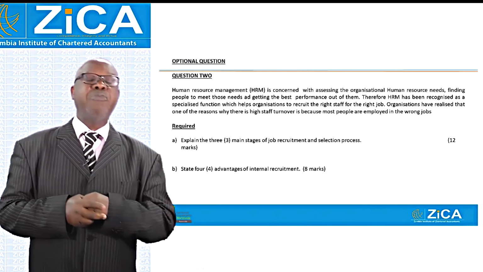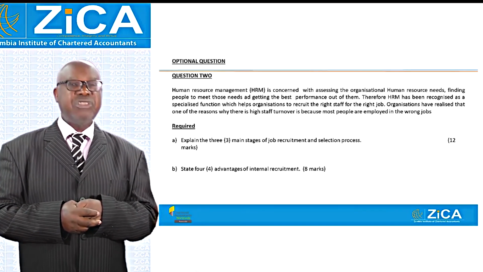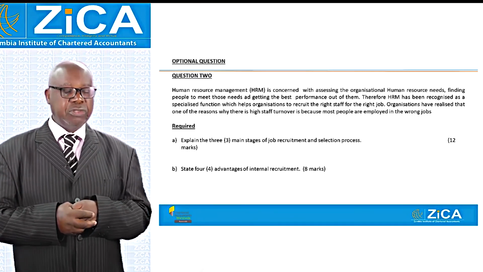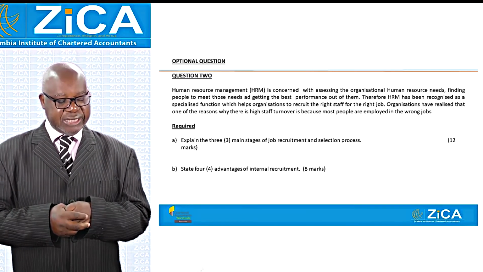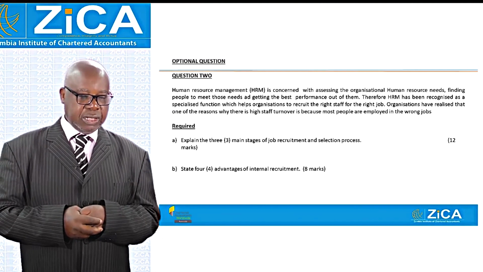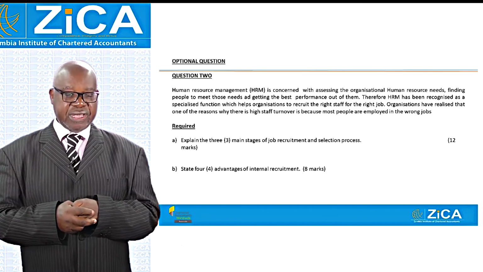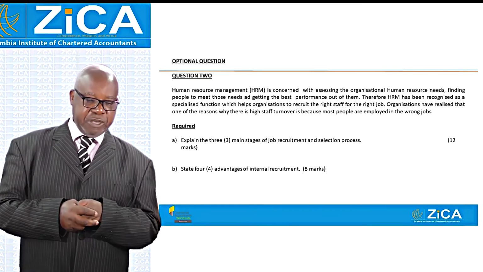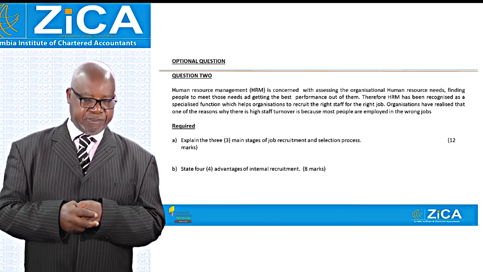We now turn to the optional questions. Normally they give 6, and you have to choose 4, accounting for the 80 marks that remain. And we will choose 1 question of the same paper of 2018, and this is how question 2 reads. Human Resource Management, HRM, is concerned with assessing the organizational human resource needs, finding people to meet those needs, and getting the best performance out of them.